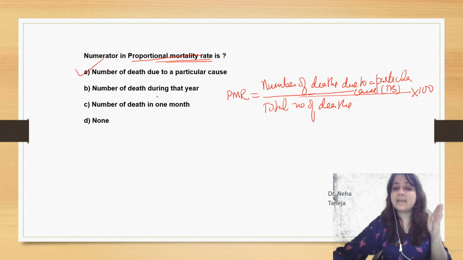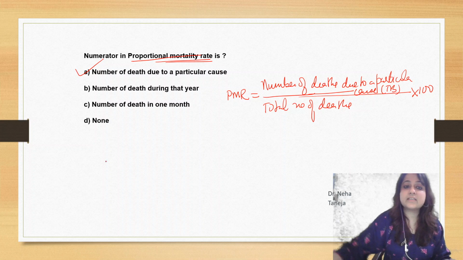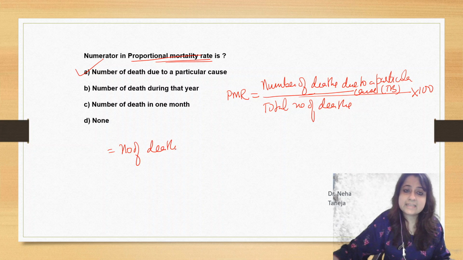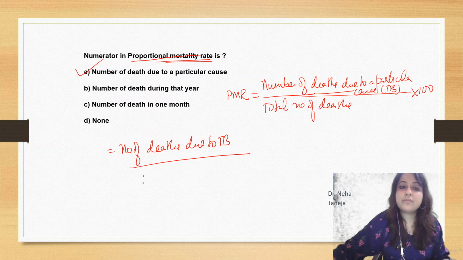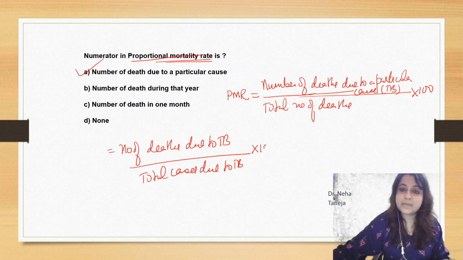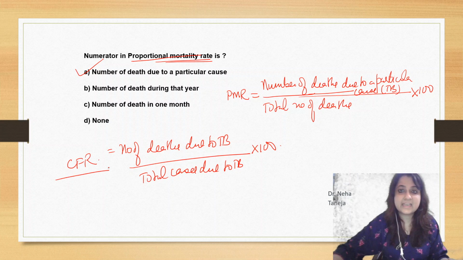Numerator is number of deaths due to a particular cause. If I asked you number of deaths due to TB out of the total cases due to TB, what will this be? This over here multiplier again is 100. This is nothing but CFR, case fatality rate.